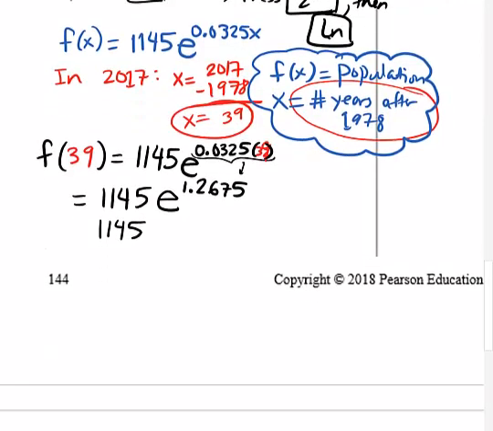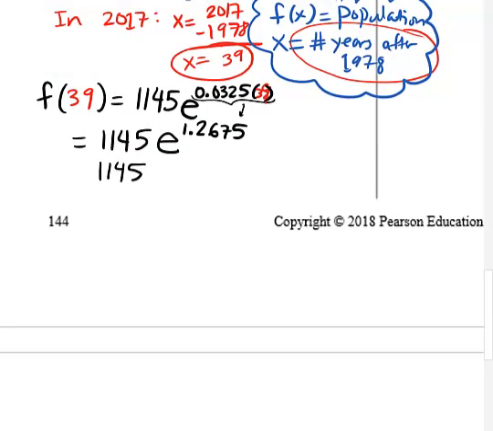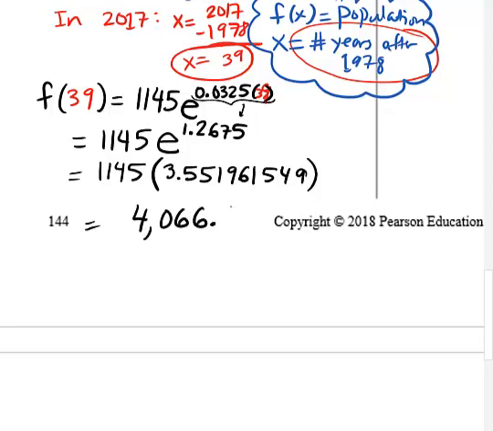Like I said, there should be an e to the x above your natural log button, or else it might have its own button depending on the brand of calculator. For me, I have a Texas Instruments 30, so I have to press second and then the LN button. This shows e to the power of what? And then I'll put 1.2675, enter. Now I can just multiply that by 1,145, but to show the work in case someone's getting lost with all the calculator stuff, I'm going to write out what I see on my calculator. Now I'm going to multiply those together, and that should be the answer. Looks like 4,066.995974. Did they say where to round?